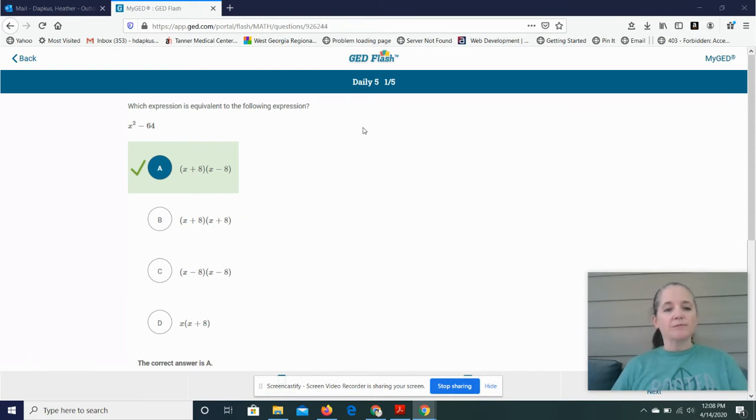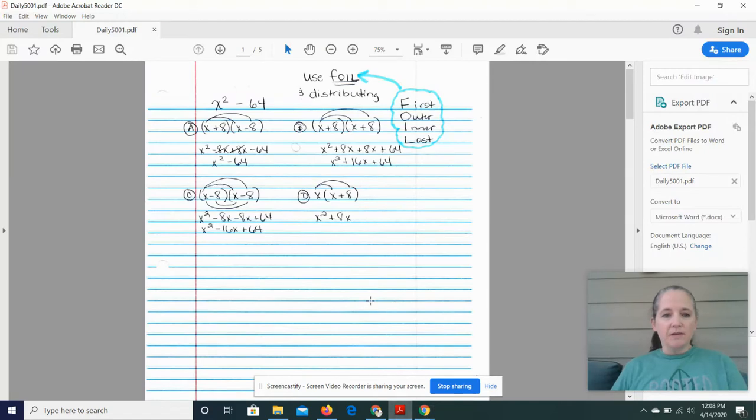So anyway, our question of the day is, which expression is equivalent to the following expression? And they give the expression x squared minus 64. Now, I have already checked the correct answer here just because I was filming earlier and made a mistake, and I'm having to do it again. So I'm going to go over to where I did the work.